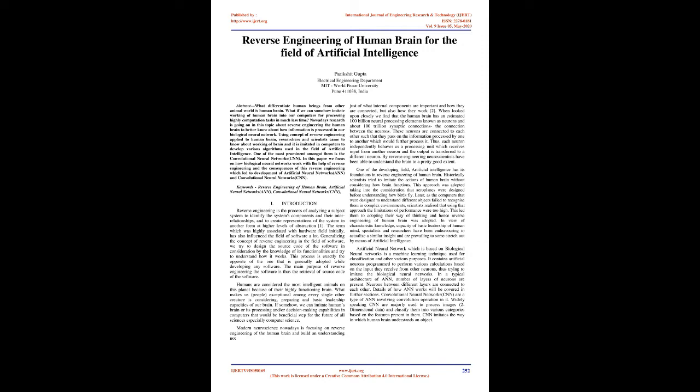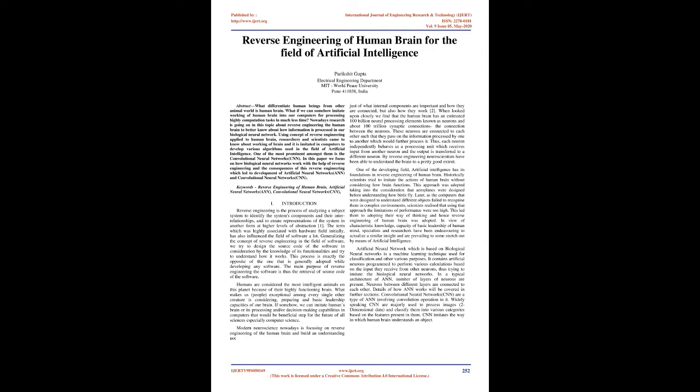These neurons are connected to each other such that they pass on the information processed by one to another, which would further process it. Thus, each neuron independently behaves as a processing unit which receives input from another neuron, and the output is transferred to a different neuron. By reverse engineering, neuroscientists have been able to understand the brain to a pretty good extent. One of the developing fields, artificial intelligence, has its foundations in reverse engineering of the human brain.